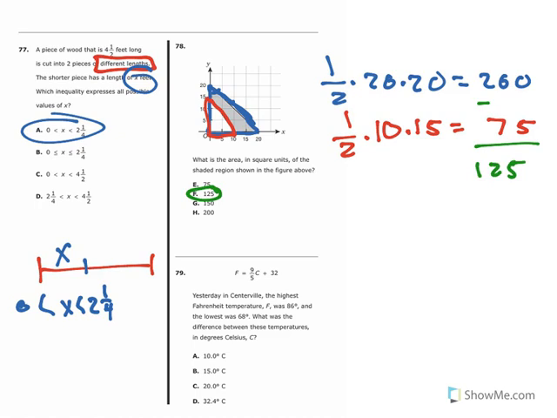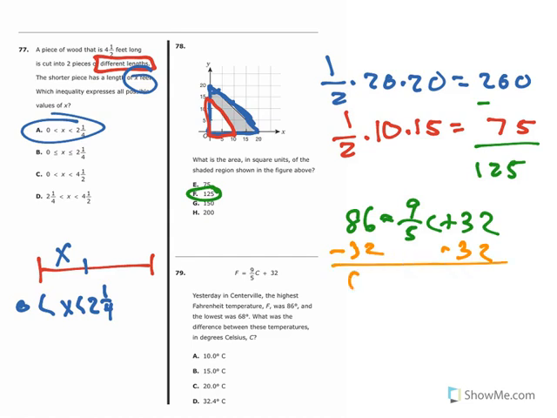79, this one a lot of kids had some problems with, right? So we want the temperature, if they're giving us the temperatures in Fahrenheit, we want the difference in temperature in Celsius. All right, so I'm going to go through what we probably should not do, right? Which is straight substitute. Not that it won't work, but it's going to be time consuming. So I'm going to say if Fahrenheit is 86, I need to find Celsius. There's a lot I need to do here, right? I need to add negative 32, and then I need to multiply by the reciprocal of 9/5, which is 5/9.